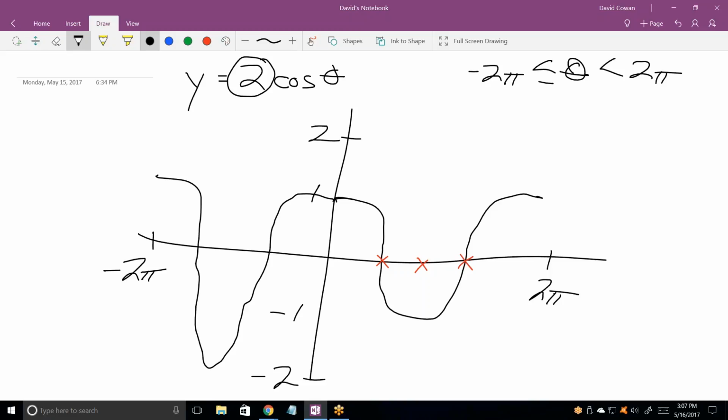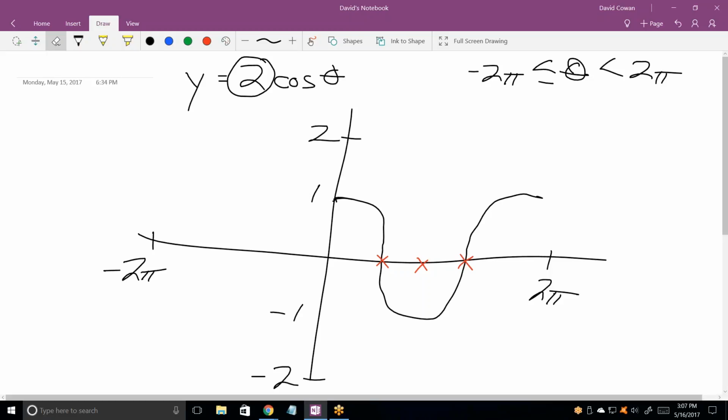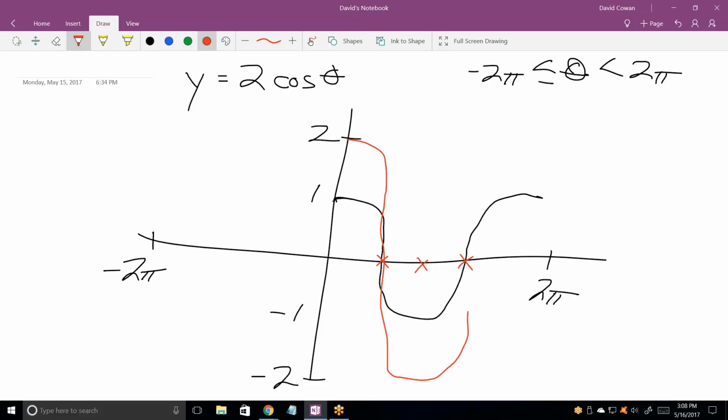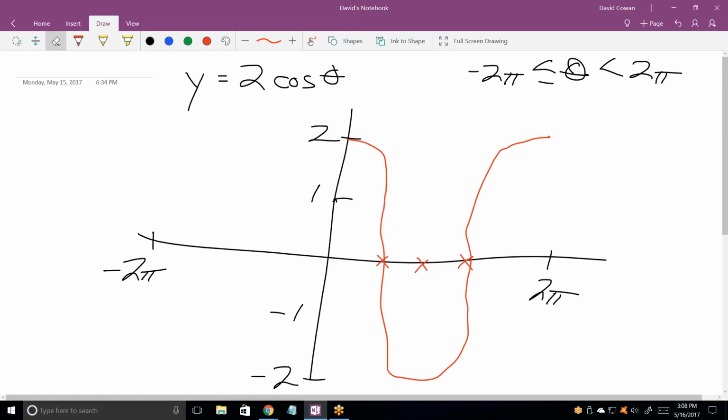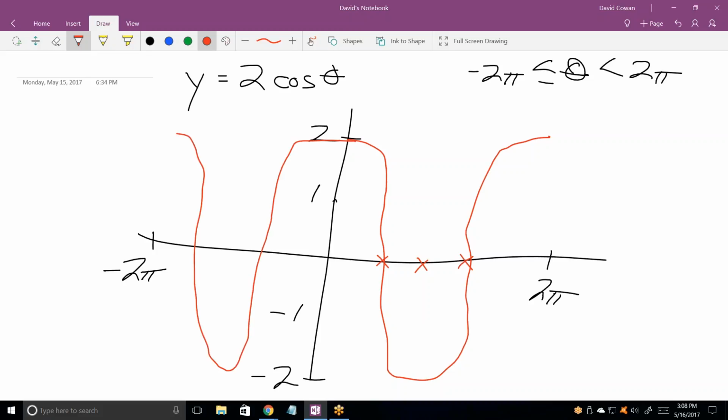Just realized that I erased the wrong curve. I had a red curve here that was y equals 2 cosine of theta. Let's erase the black curve, which is what I wanted to erase. There. Now, that's correct, except it doesn't go far enough on the domain. It needs to go there. Now you have the curve that they want.